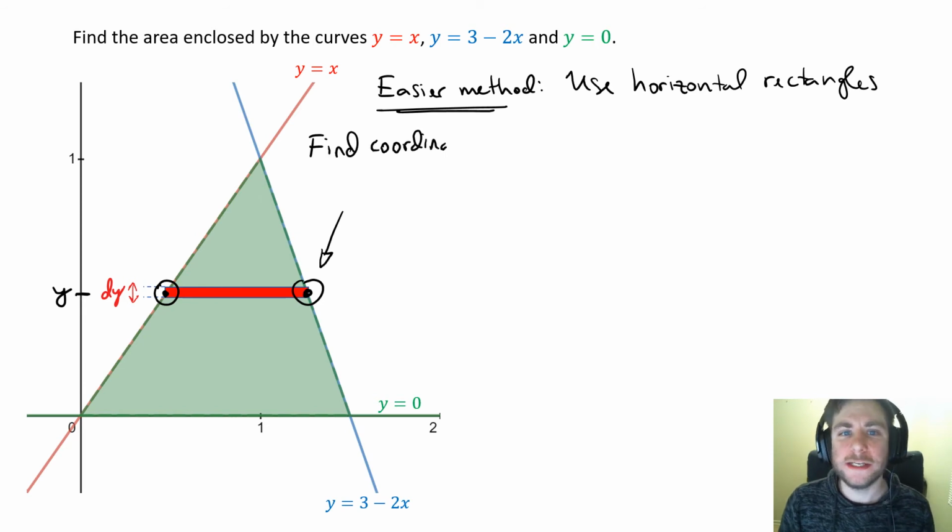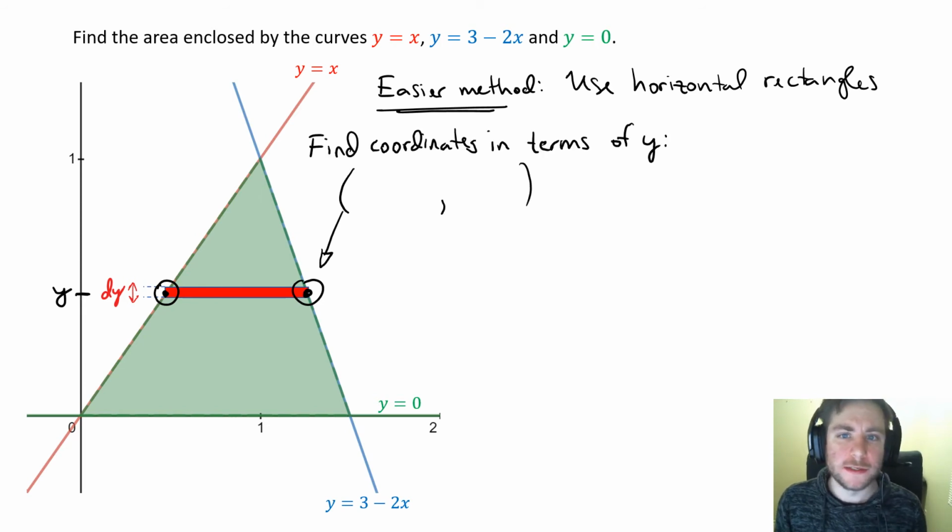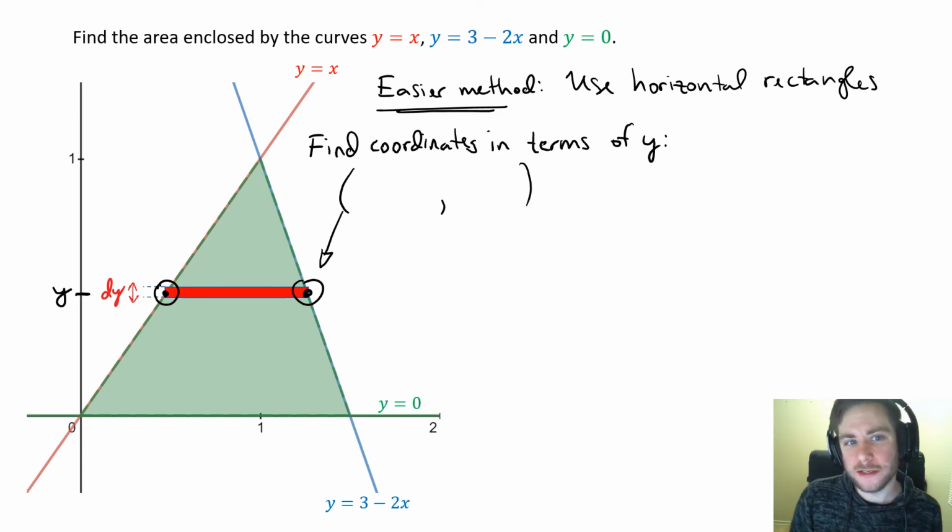Still, we're going to need the coordinates of each of these points, but you should keep in mind that we're now doing everything in terms of y. And that's important because our width will end up giving us a dy integral rather than a dx integral. So everything needs to be in terms of y for that reason. Now, the easy part here is actually the y coordinate, because y in terms of y is just y.